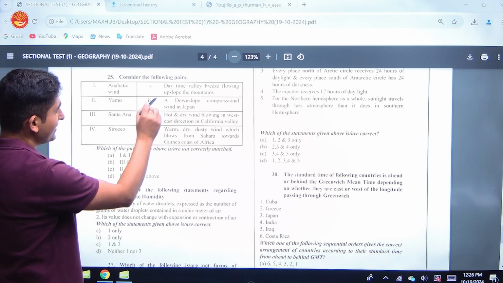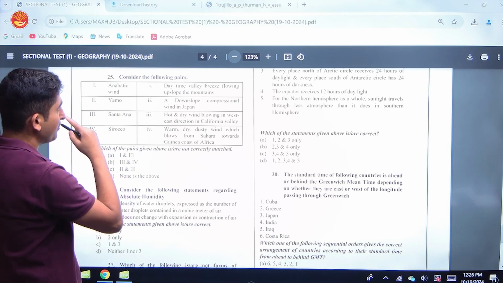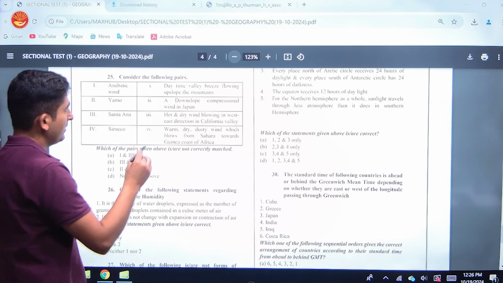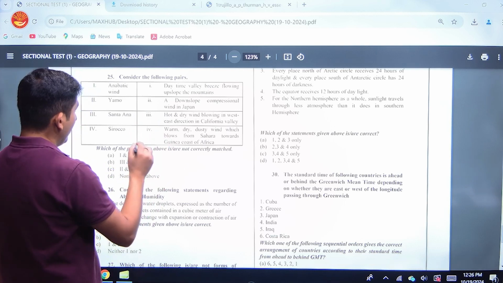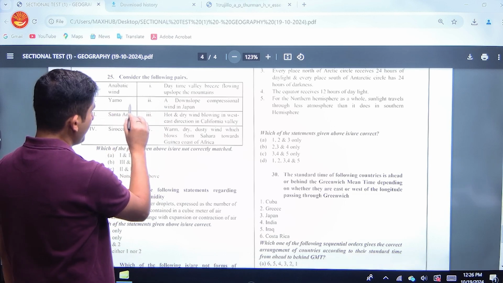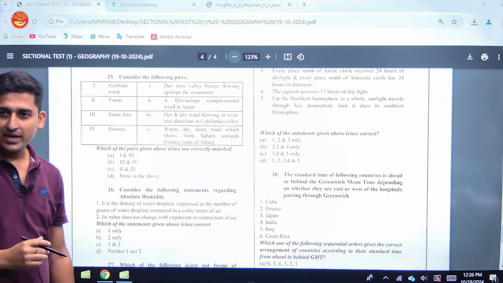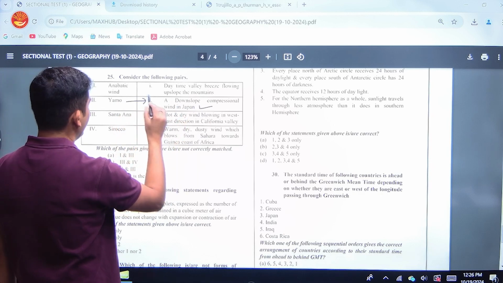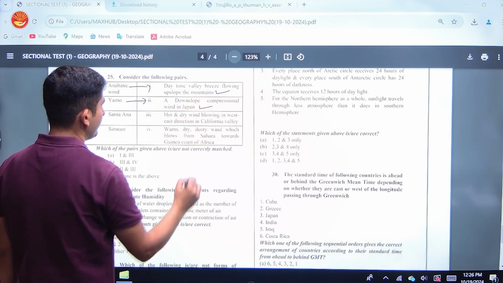Anabatic wind. Okay, this is the daytime valley breeze flowing upslope the mountains. बताओ एनाबैटिक सही बोल रहा हूँ गलत बोल रहा हूँ ये? Second, Yamo, a downslope compressional wind in Japan. True, yes. This is true. This is again true.